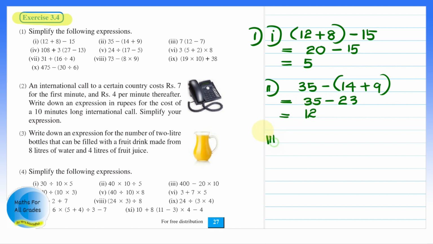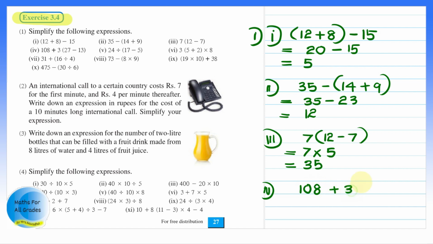Problem number 3. 7 times, open a bracket, 12 minus 7. Now we know there is a multiplication in here. So we can write that down, 7 times. What you get here, 12 minus 7 is 5. Now 7 times 5 equals 35. Problem number 4. 108 plus 3 times, open a bracket, 27 minus 13. Let's solve the brackets first. 27 minus 13 equals 14.